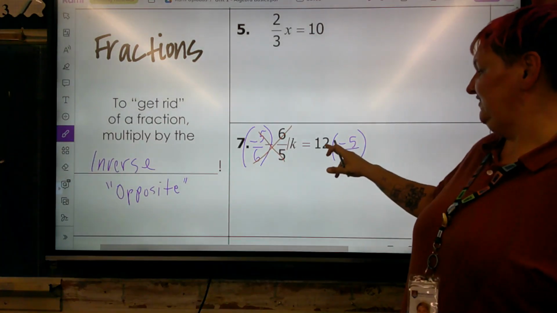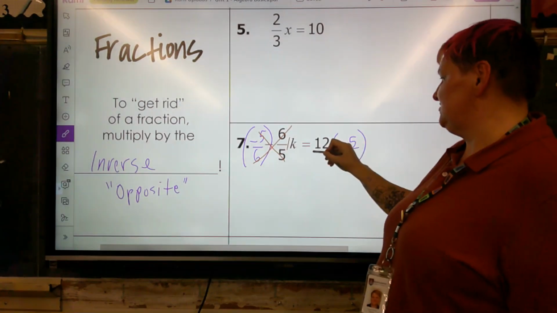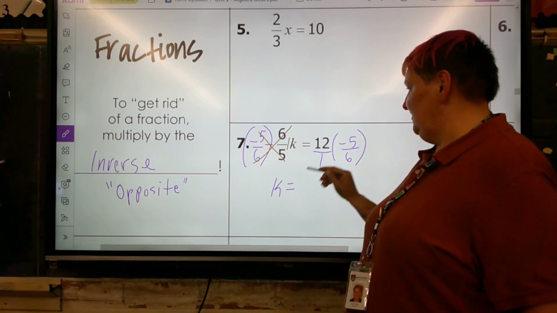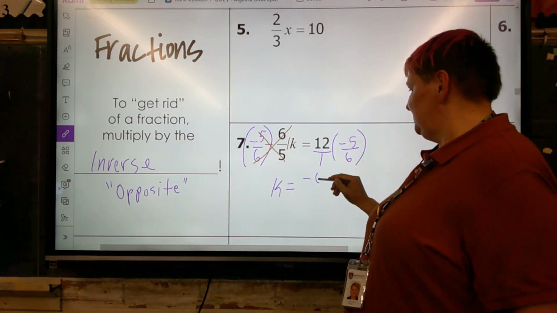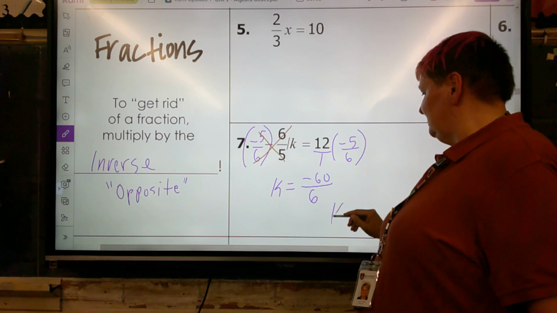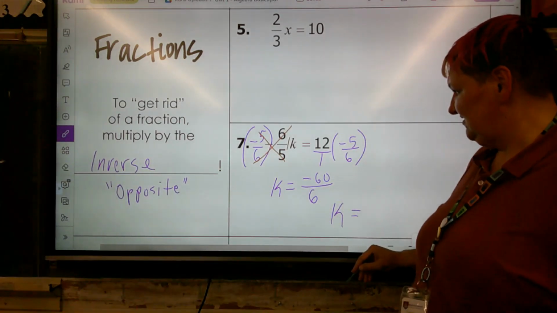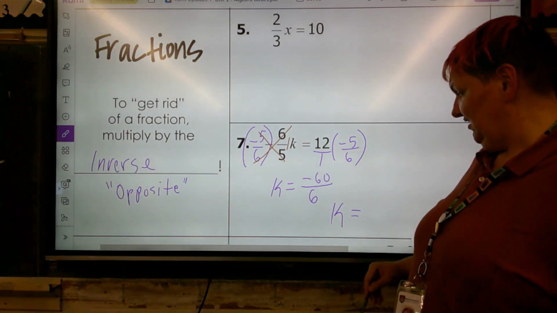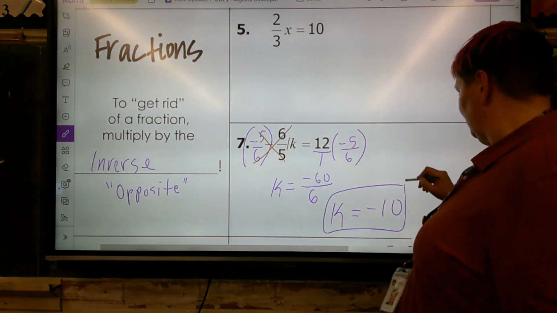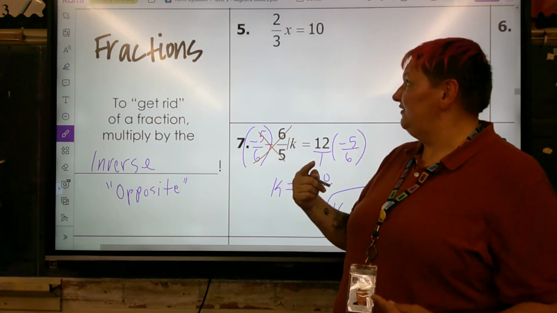Now on this side, you could either simplify first, or you could multiply and then simplify. Let's multiply and then simplify. We're left with k equals negative 60 over 6. Both of those can be divided by 6. You're left with negative 10. Because it's a fraction, you flip.